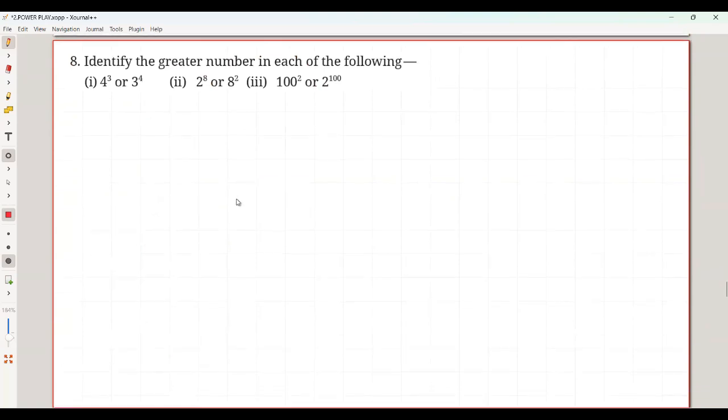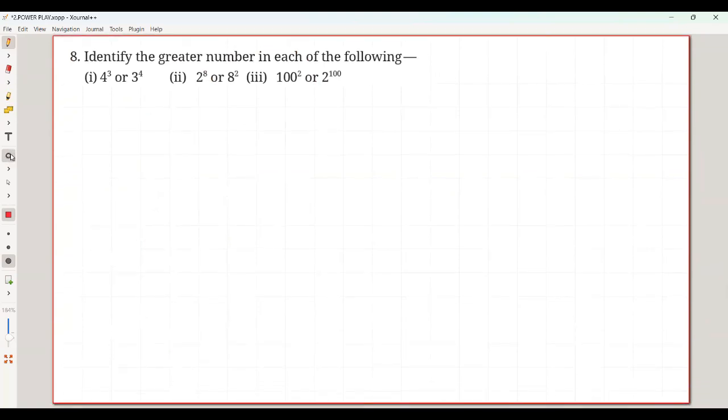Now the next question, number 8. Identify the greater number in each of the following. One thing you have to remember for this: if the power is less than 5, you have to simplify and compare the values. For example, 4 to the power 3, 3 to the power 4. If it's 5 or more than 5, you need not simplify it. Just compare only the powers. The greater power will always be greater.